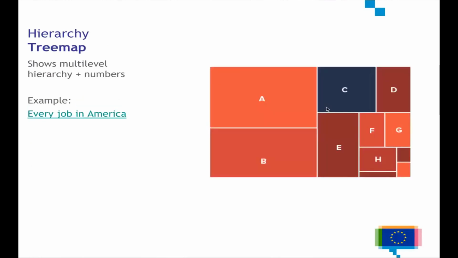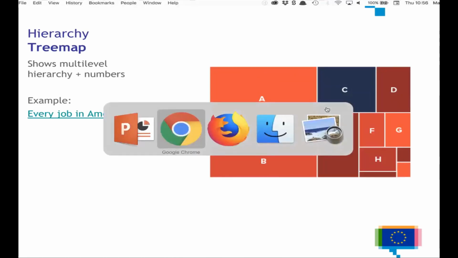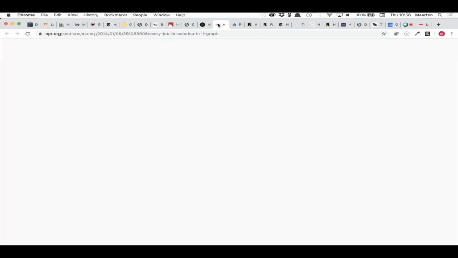Then if you have a hierarchy and if there are numbers attached to each element in the hierarchy, then you can make something that is called a tree map. So a tree map can be used to both show a multi-level hierarchy and the numbers attached to this hierarchy. I think this is a nice example of a tree map.